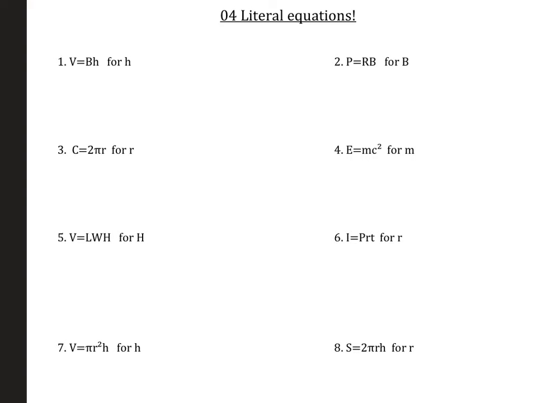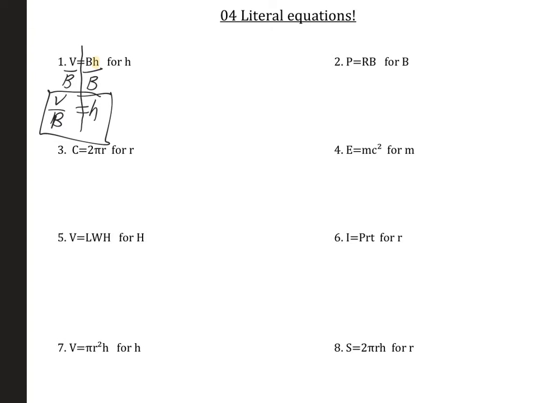For this very first problem, it says V equals BH for H. So this is the thing that I want to look for. This is what I'm trying to get all by itself. What am I going to have to do in order to get H all by itself? Well, I'm going to have to move the B. How do I move the B? I'm going to divide both sides by B. So I have H equals V over B. I can't really do anything else, so that's as simple as it can get. You just look at it and move the pieces around.